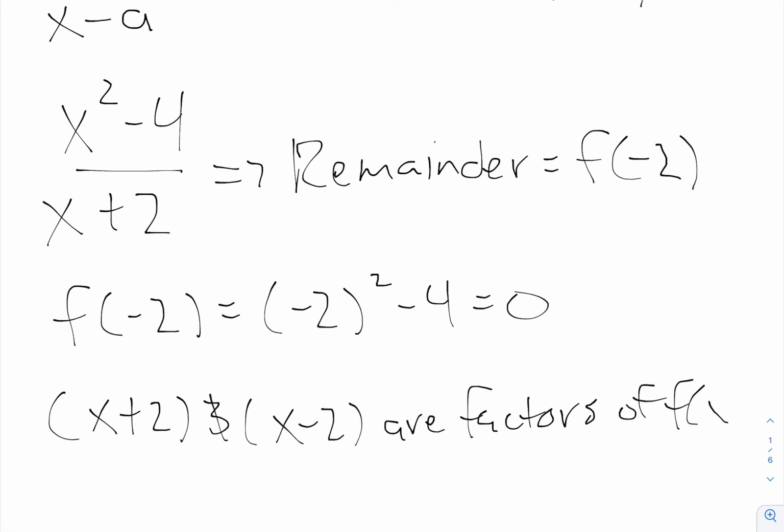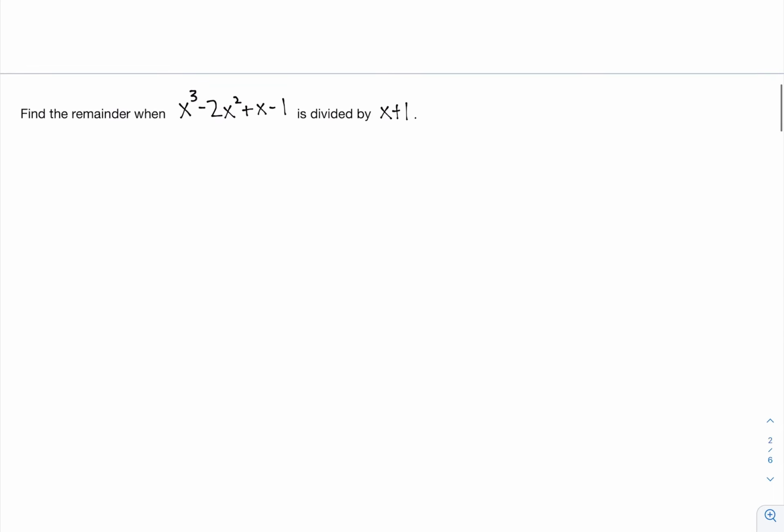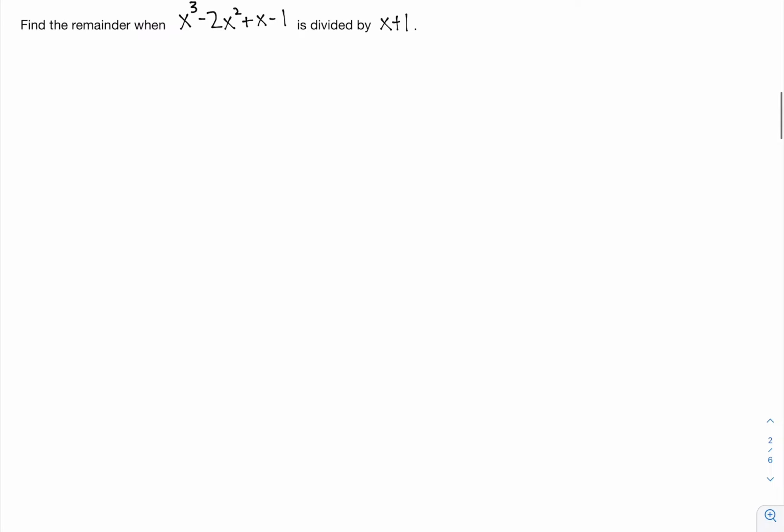of f of x. And that just means when we divide f of x by either x plus 2 or x minus 2, we're going to get 0 as a remainder. So there's nothing that's going to be left over. It's going to divide perfectly. So that's the remainder and the factor theorem. So let's go over some examples.